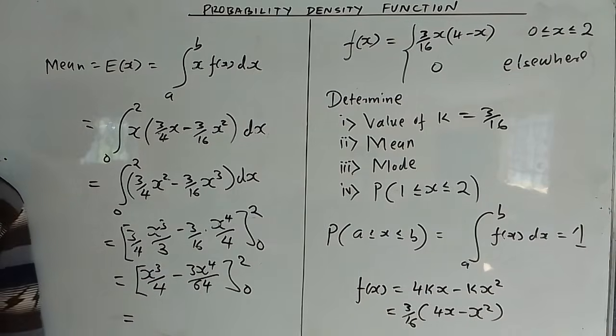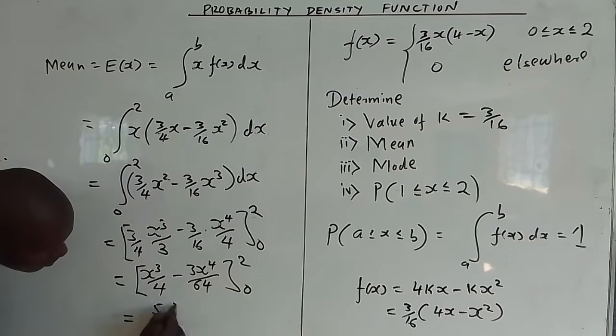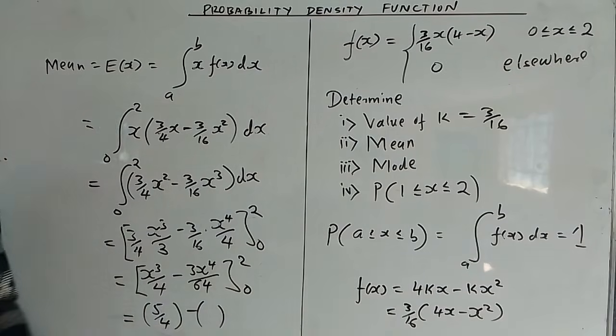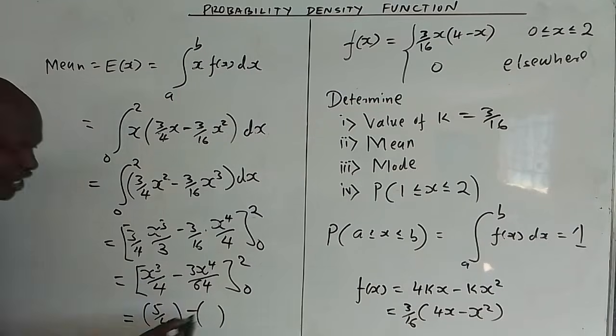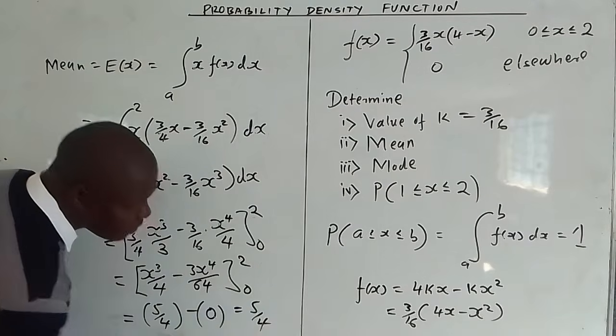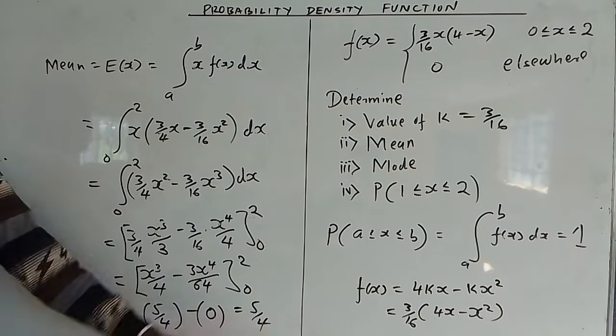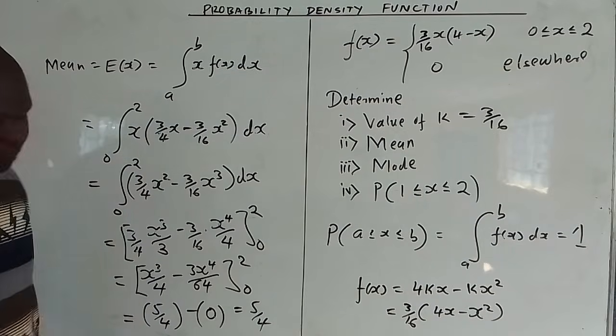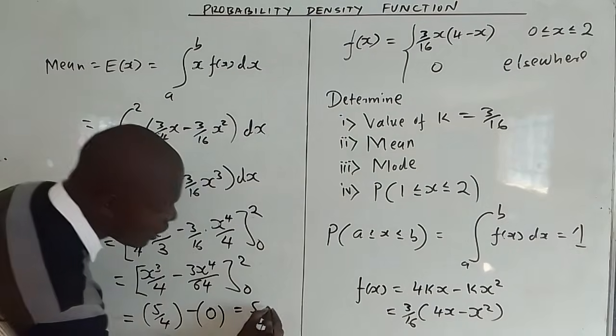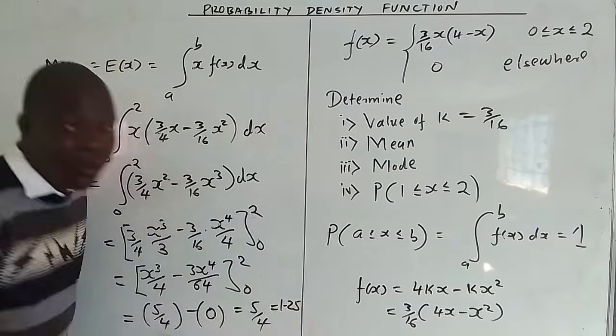What do you get with the upper limit? Calculator, please. 5 over 4. So the upper limit is 5 over 4. Then it is minus the lower limit. The lower limit you put 0. When you put 0 here, you get 0. So 0 minus 0 is? So upper limit minus lower limit, you have 5 over 4. So it means the mean is 5 over 4, which is what in decimal? So the mean is 1.25.